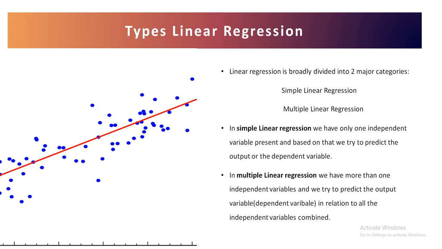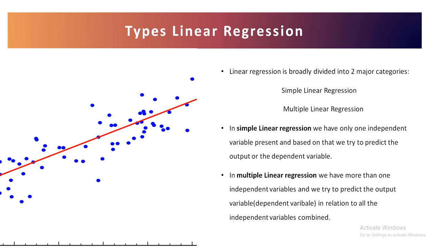In multiple linear regression, we have more than one independent variable, based on which we try to predict the output variable or the dependent variable, that is y. Take an example of predicting the salary of a person based on education, skill set, and number of years of experience. There are three independent variables here: education, the skill set of the person, and the number of years of experience. The salary of the person is dependent upon these three independent variables.